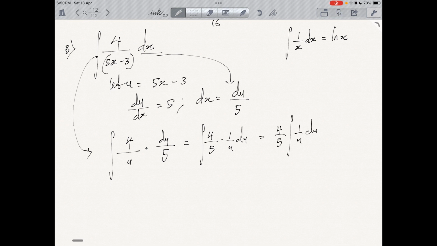Now we recall that integrating 1 over x dx will give us ln x. Therefore, integrating 1 over u du will give us ln u, plus c, because it's an indefinite integral. So we substitute our u back, and this will give us 4 over 5 ln 5x minus 3 plus c.